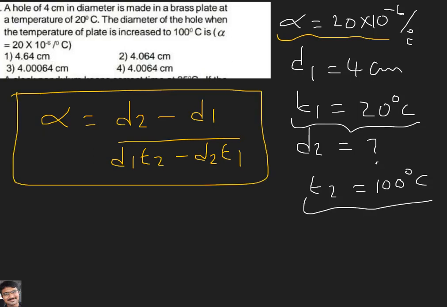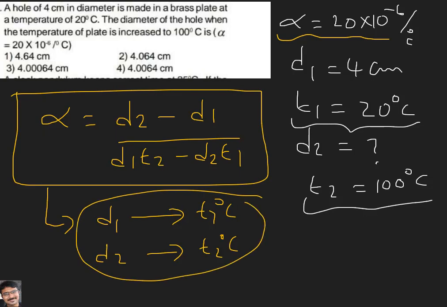When we select this formula, generally we select it if D1 is given, D1 being length or diameter or radius at T1 degrees centigrade, and D2 is given at T2 degrees centigrade. Then we can take the alpha coefficient of linear expansion formula as (D2 minus D1) by D1 into (T2 minus T1). This D can be diameter or length, or it can be radius, anything. They have given two temperatures, 20 degrees centigrade and 100 degrees centigrade, so we can use this formula.